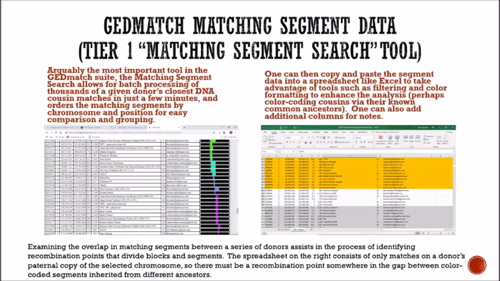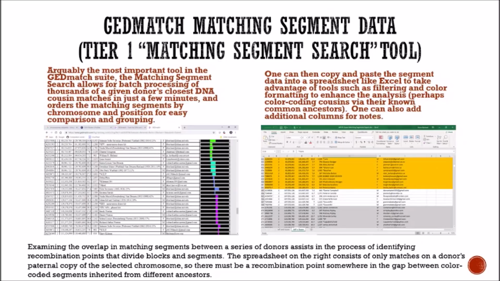So that's why I like to use Excel as opposed to just going directly and copying and pasting this or exporting somehow this matching segment list from Jedmatch into a program like DNA Painter. I prefer to do the intermediate step of putting it in Excel first, and then of course you could also upload an Excel spreadsheet to programs like DNA Painter just as easily as you could going directly from Jedmatch.